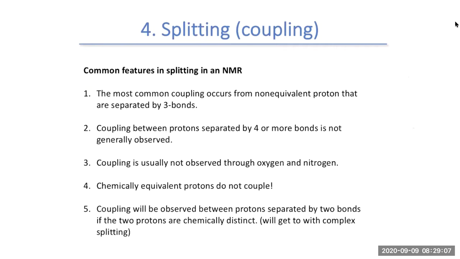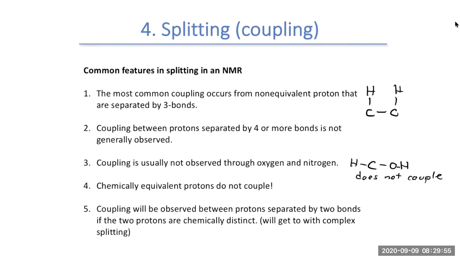So some common features in the splitting of our NMR. The most common coupling occurs between those 3 bonds. So it'd be 1, 2, 3. Ones that are 4 bonds apart generally do not show coupling. There are some exceptions, but generally they do not. Coupling is not observed through oxygen or hydrogen. So that means if I have a carbon with a hydrogen and it's connected to an OH, that may be 3 bonds apart, but it does not show any coupling.